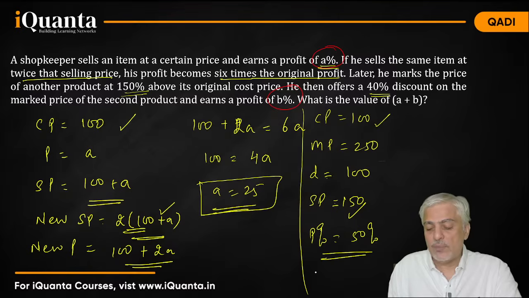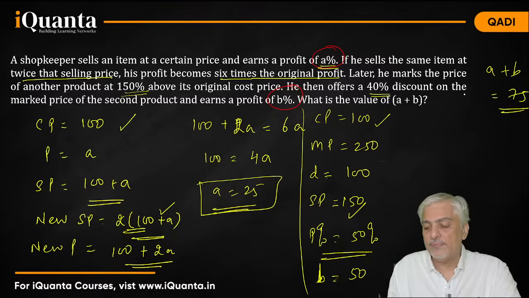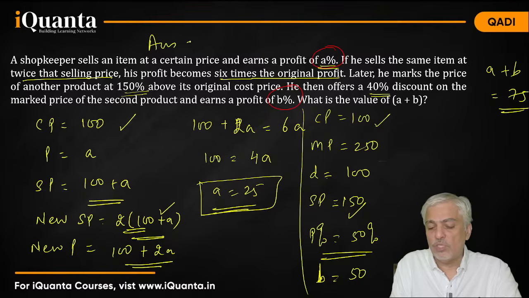So A was 25, now B is 50, and therefore A plus B, which we want, will be 75. A plus B will be 75. That's the answer to this question. Most of the people got it.